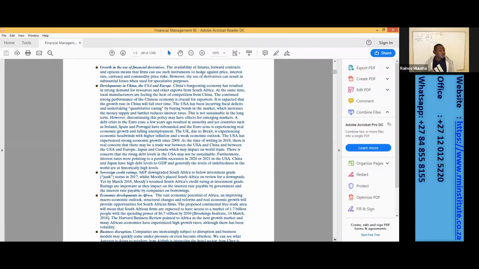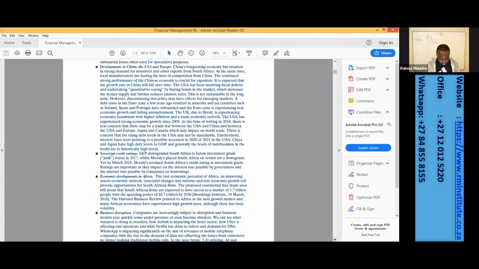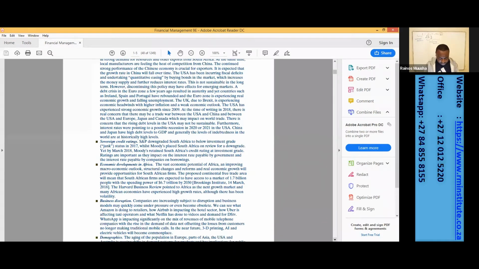Although the economy was also struggling, one of the main driving factors why South Africa suffered as well was mainly the issue of the pandemic. So those are some of the developments that you have to look at as a financial manager, to see exactly how to position your organization as well.